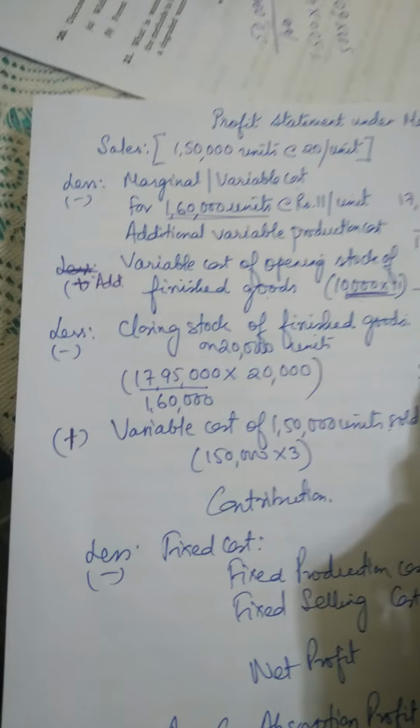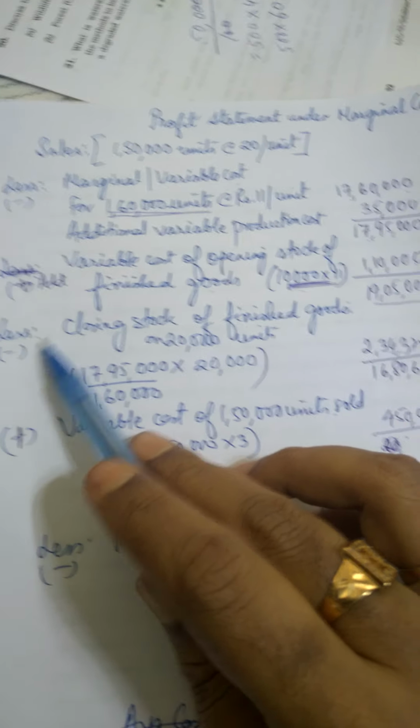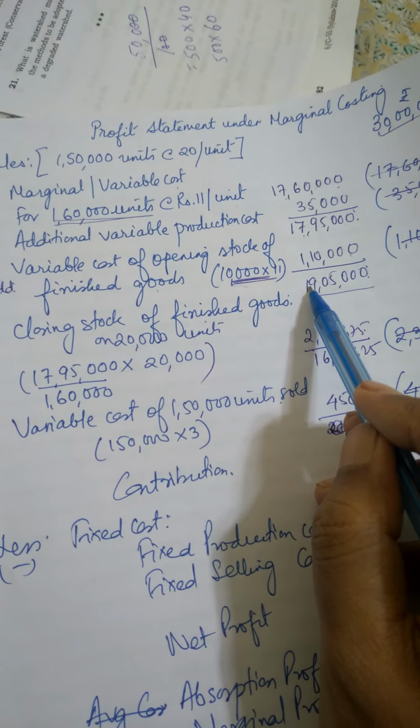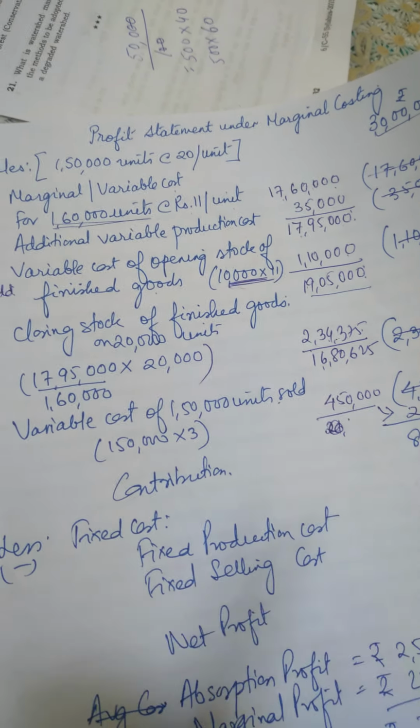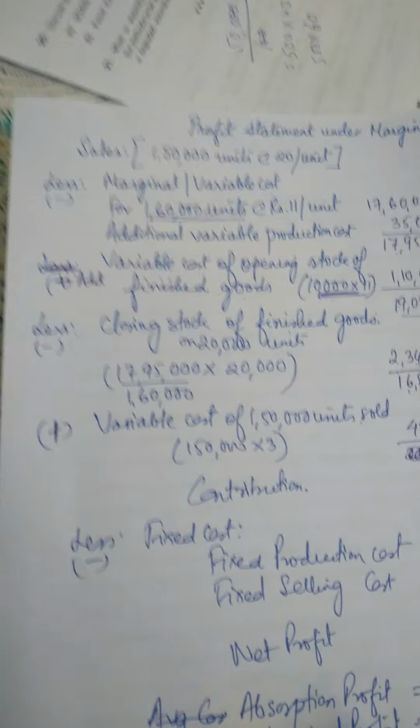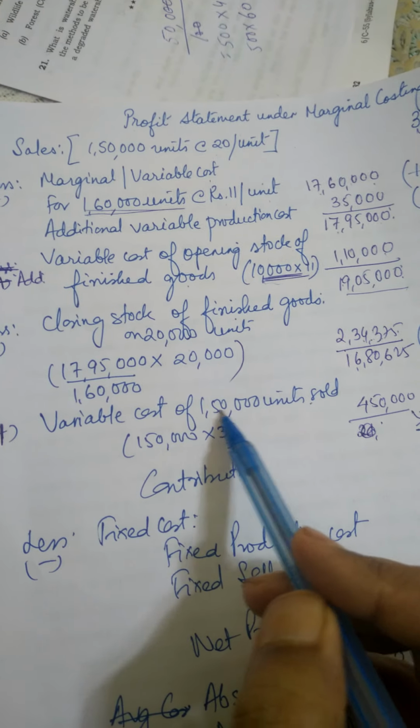Then what will you do in this case? You will subtract closing stock. So when you subtract this from 19 lakhs, you are getting 16,80,625. Now you will add variable cost of 1,50,000 units.